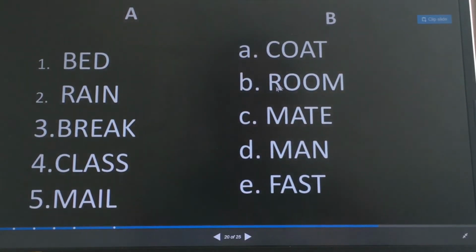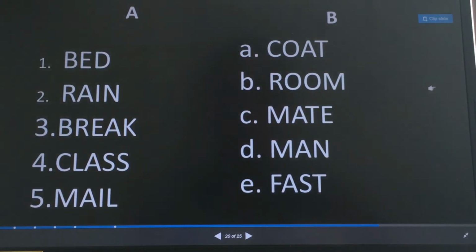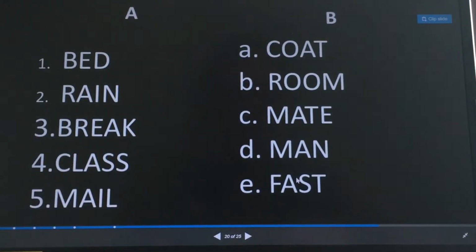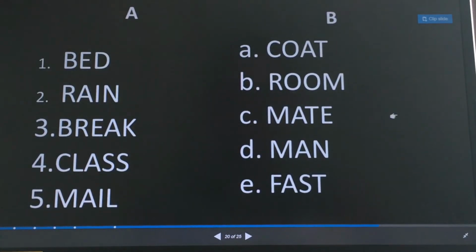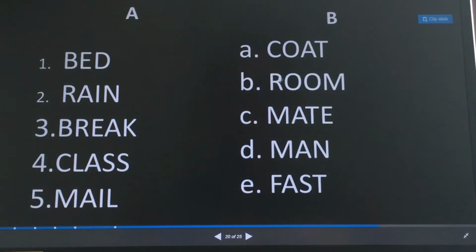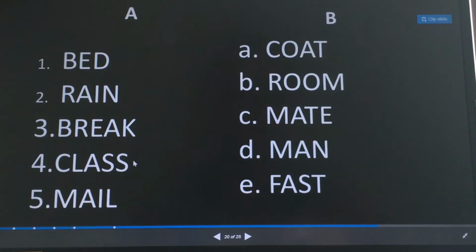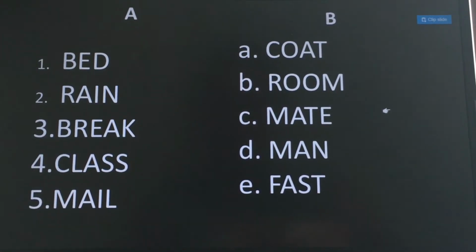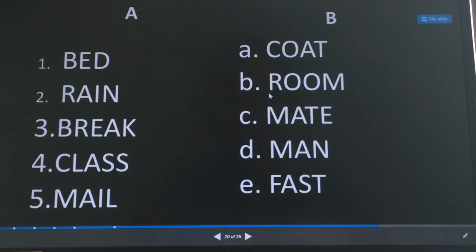Okay, we have classroom. Very good. What else? Raincoat. Good job. What else? Breakfast. Very good. What else? A classmate. Yes, classmate. Very good from Sam. That is correct. Next. There are many. Mailman. Bedroom. Yes, bedroom. What else? Mailman. That is correct.